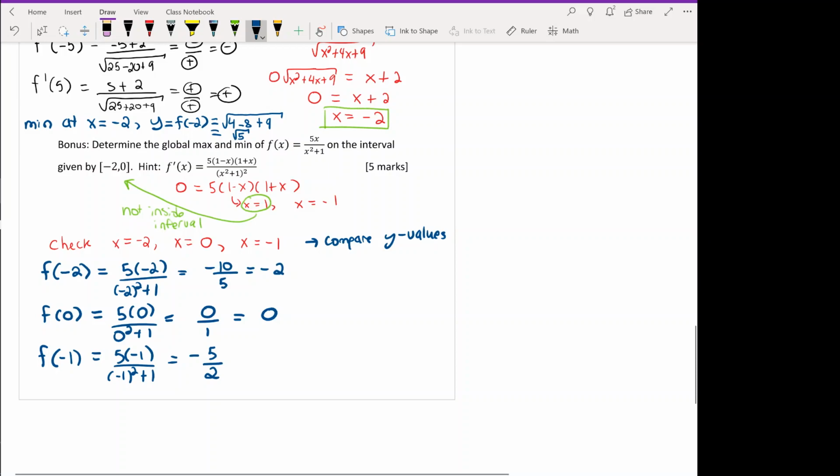Now you have to think about how -5 over 2 compares to -2. So to do a good comparison, you can bring it to common denominators, or you can decimalize. You could decimalize -5 divided by 2 as -2.5, or you could common denominator the -2 to write it as -4 over 2. And the -5 over 2 is more negative. So that's your min.